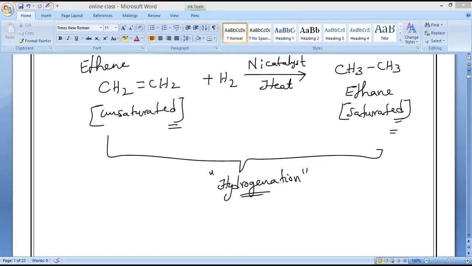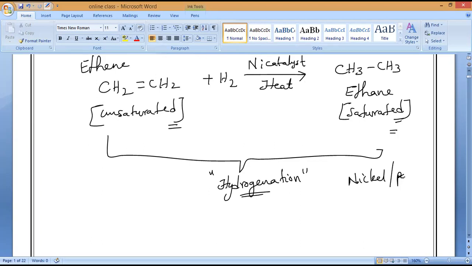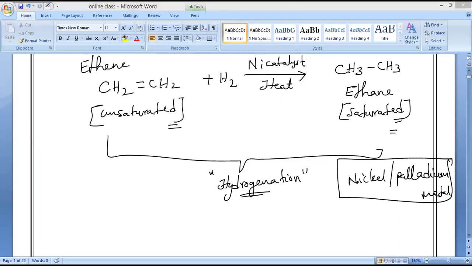Now this process of hydrogenation takes place in the presence of nickel, or remember, palladium also you can use as a catalyst. For our extra information, either we can use nickel as a catalyst or we can use palladium metal as a catalyst for this hydrogenation process. Now, this process of hydrogenation is very important in an industrial application: the preparation of vegetable ghee.